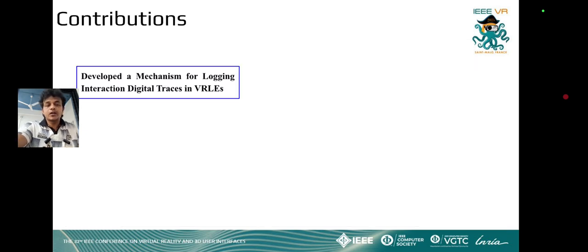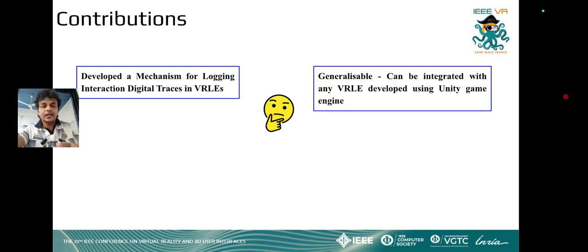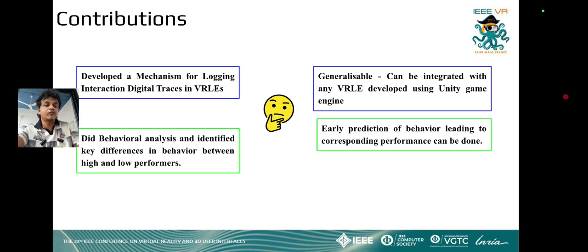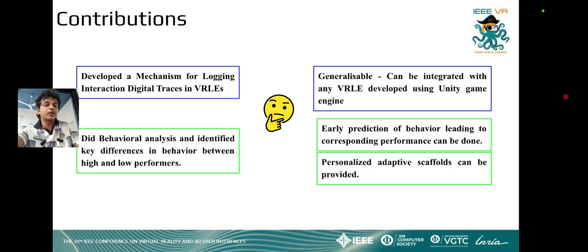So the contributions are, we were able to develop a mechanism that can log all the interaction traces happening in a virtual reality learning environment, including the noticing traces, and it can be adapted to any virtual reality learning environment developed using the Unity game engine. And we did behavior analysis and identified the key differences in behavior. This is helpful for early prediction of the behavior of the learners in the learning environment, so that personalized adaptive scaffolds can be provided so that learning can be optimized.